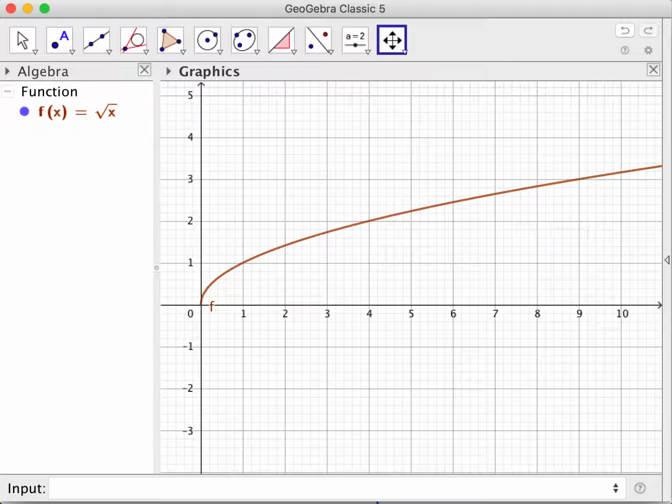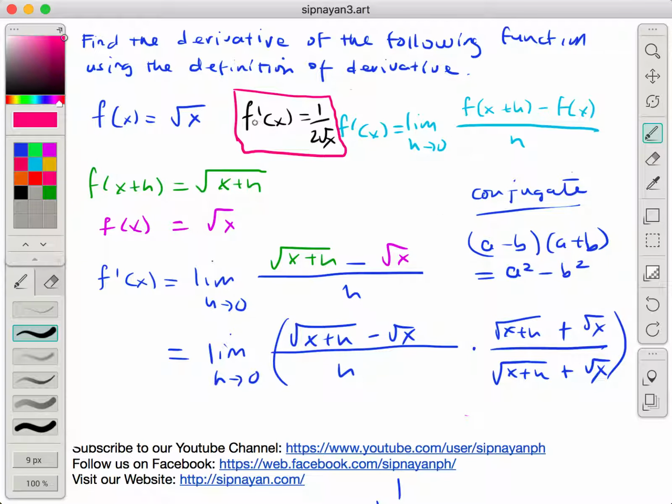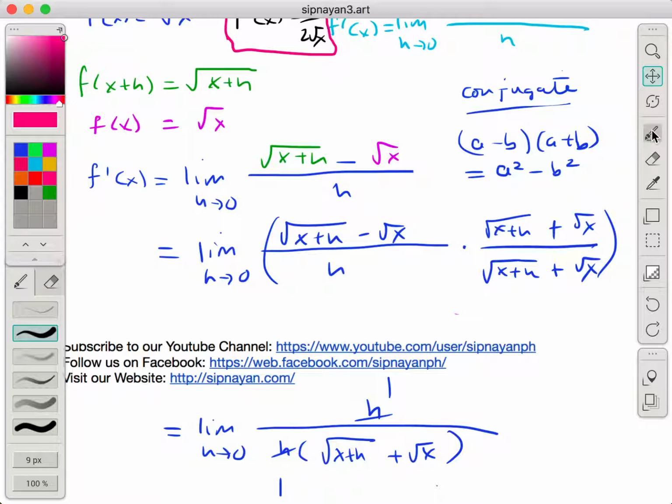So, at x equals 1, pag nag-compute ako, I want to find f prime of 1, di ba? Kasi f prime of x is the slope of the function f at x. No? So meaning if I want to find the slope of the function at x equals 1, kukunin ko yung f prime of 1, which is 1 over 2 times square root of 1. 2 times square root of 1 is just 1, di ba? So meaning 1/2. Meaning at x equals 1, the slope of the function is 1/2.